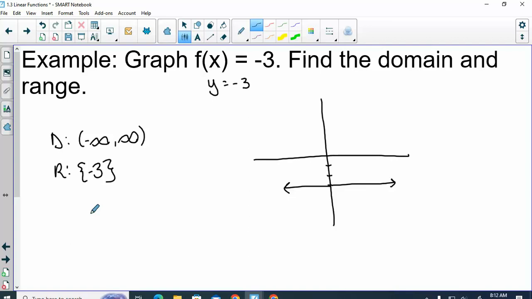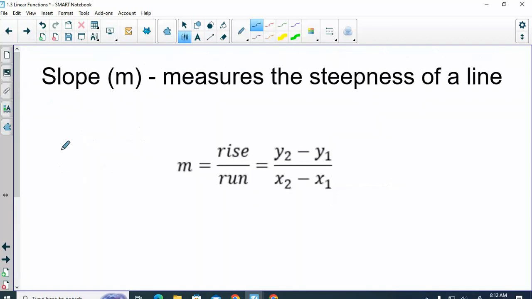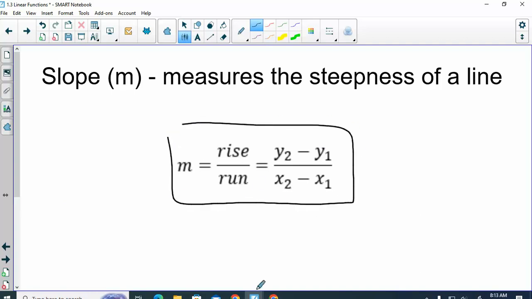Alright. Are we okay with graphing these lines? So next thing we're going to talk about is slope. So we know slope is the steepness of a line. We can do that. We've been doing it on the graphs as rise over run. We can also do it from ordered pairs. So we know x1, y1 would be an ordered pair, x2, y2 would be an ordered pair. So it's change in y over change in x.